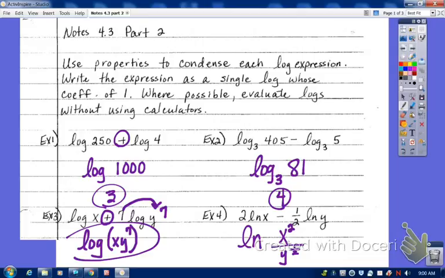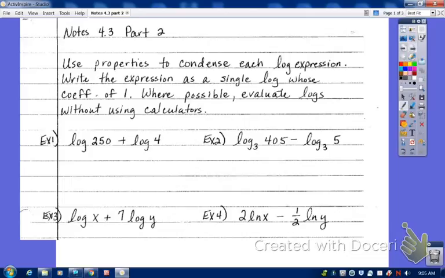I don't mind if you leave your answer just like that, okay? But just know that your book may go back and write it as ln x squared divided by the square root of y. And I know we're not supposed to have radicals in the denominator, but I think they let you leave them here because they're just asking you to condense the log. So either one of those answers would be acceptable. All right, next example.